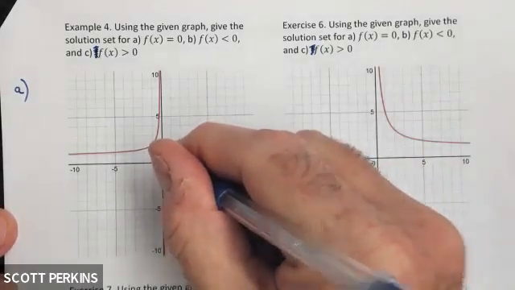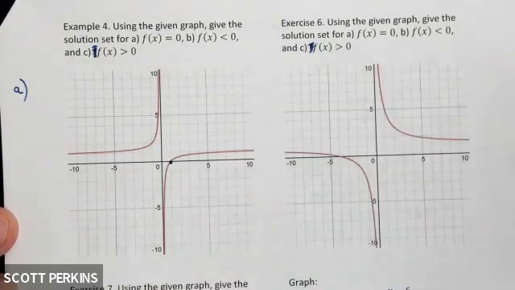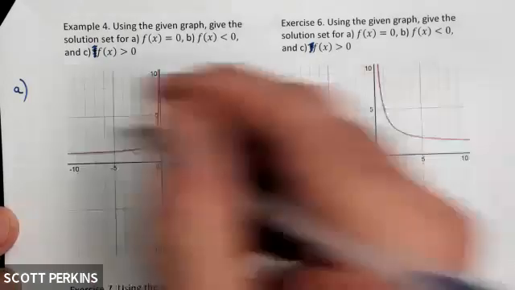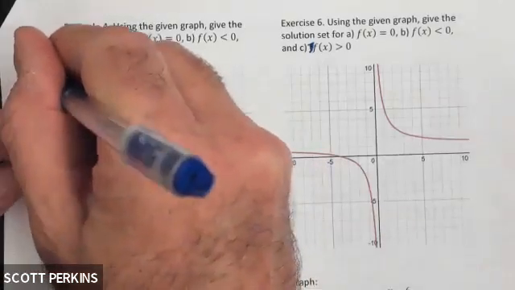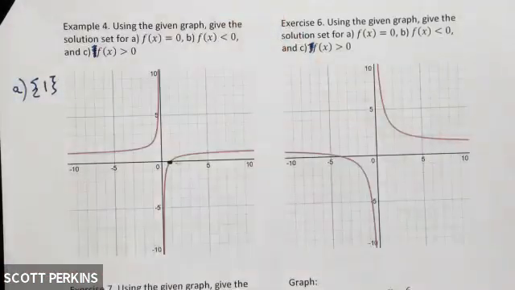At 1. Yeah, right here. I'm going to make a dot. Nice blue dot right there. At that value, where that blue dot is, that's when the function value, the y value, is 0. It goes through the x-axis. So the solution set there is 1. It doesn't happen anywhere else on this particular problem.